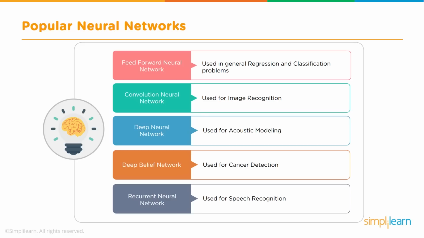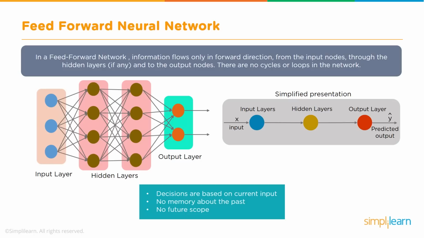But generally this is where the field is, and this is how those models are generally being used right now. So we talk about a feed-forward neural network. In a feed-forward neural network, information flows only in the forward direction, from the input nodes through the hidden layers, if any, and to the output nodes. There are no cycles or loops in the network.